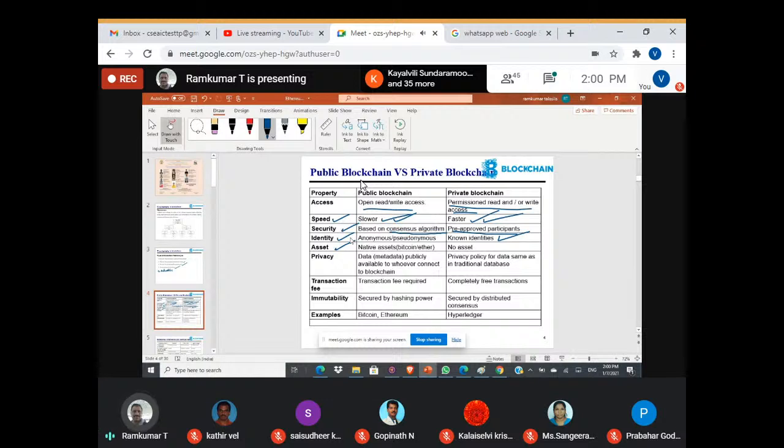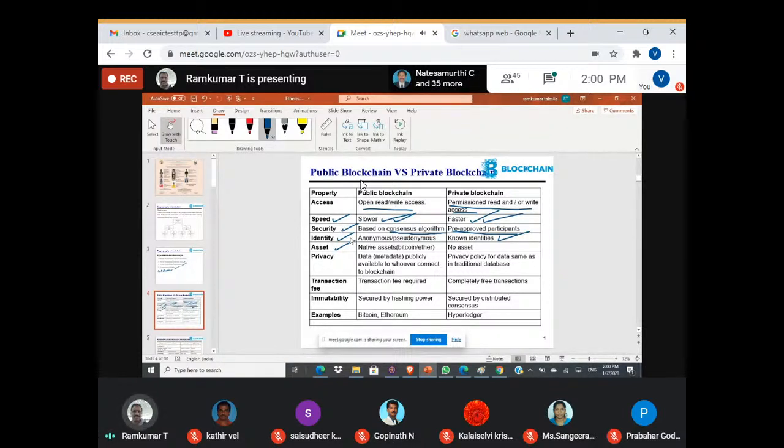But whereas if I'm talking about what we call a private blockchain, there is no asset for a private blockchain. Why? Because if I'm taking privately assigned data, then there is no requirement of it. Because of that reason, there is no asset for a private blockchain technology, right?